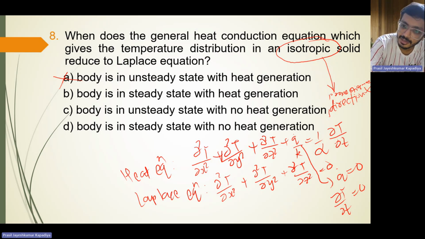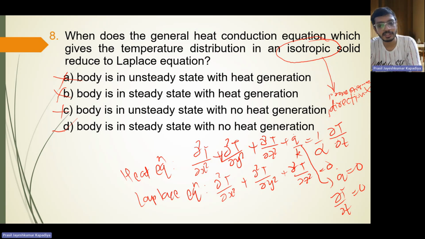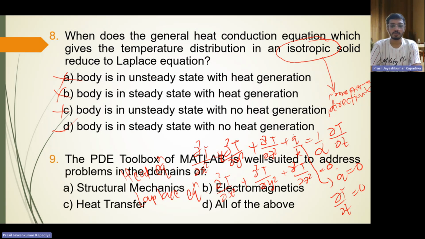If the body is in steady state, this term is 0, but this term is there. So it is not a Laplace equation. If the body is in unsteady state, it is not possible. So the correct answer is this only: the body is in steady state with no heat generation term. Correct. So remember this equation. This is the heat equation, and we can convert it into the Laplace equation when there is no heat generation term and when there is steady state. Okay, let's move ahead with the next problem.